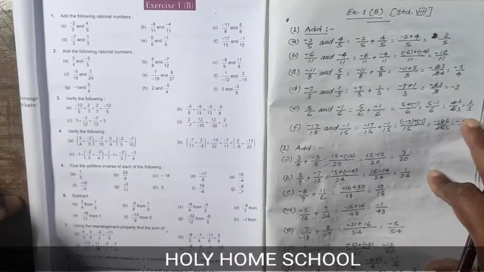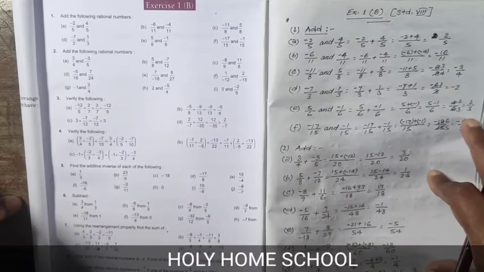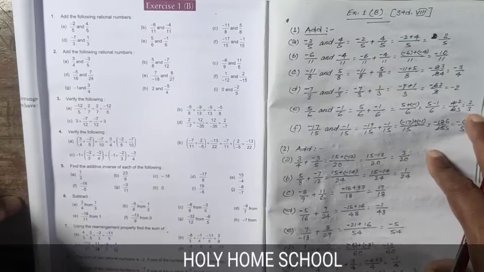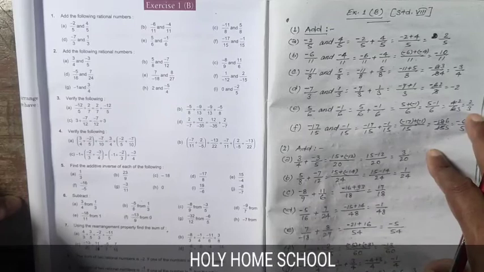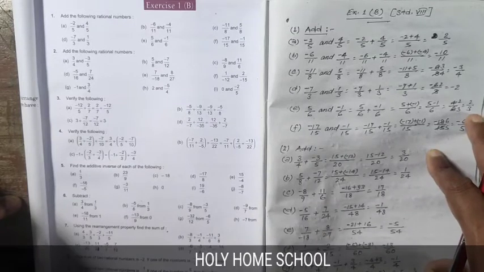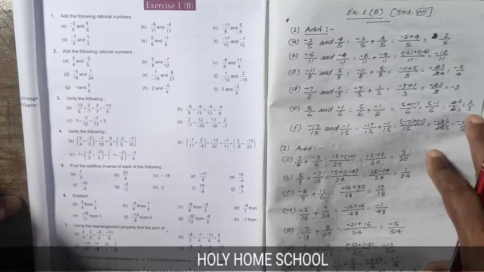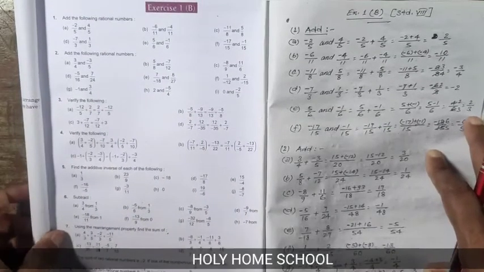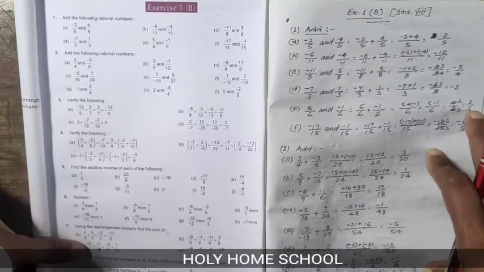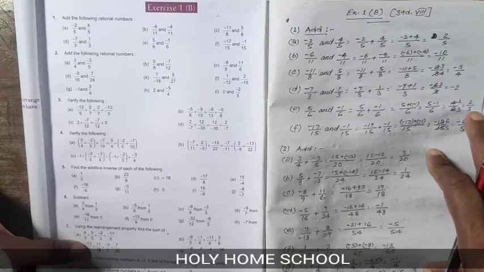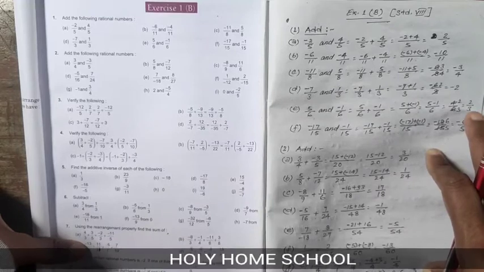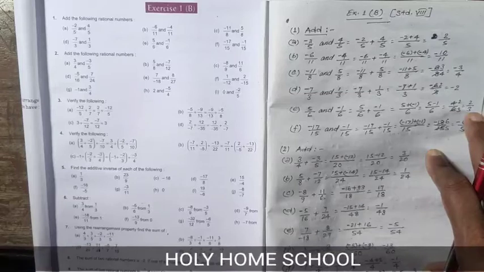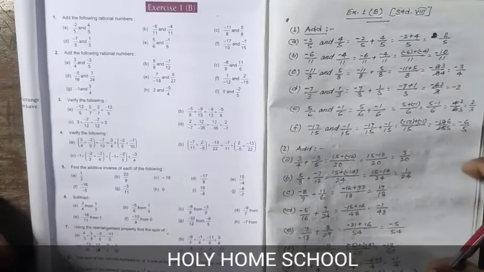From previous videos, we have discussed the rational numbers, and this exercise also belongs to the rational numbers. This is exercise 1B, in which we have to solve some problems related to addition and subtraction of the rational numbers.